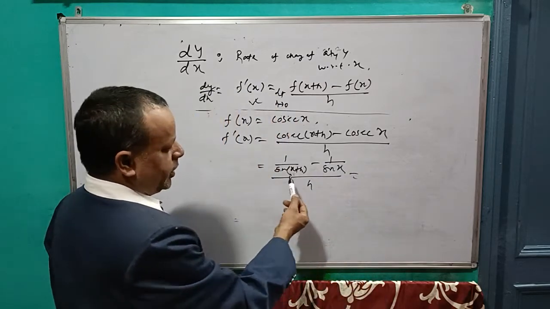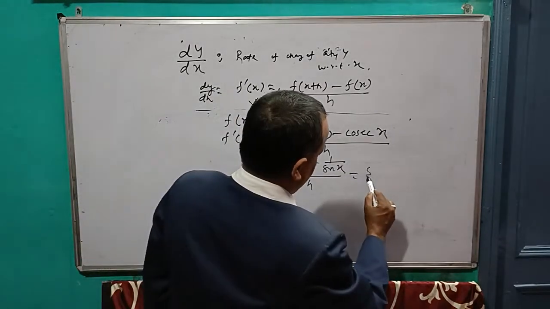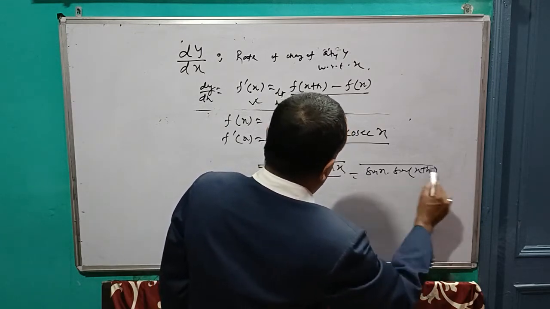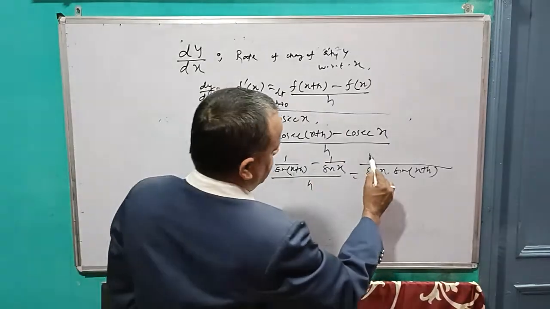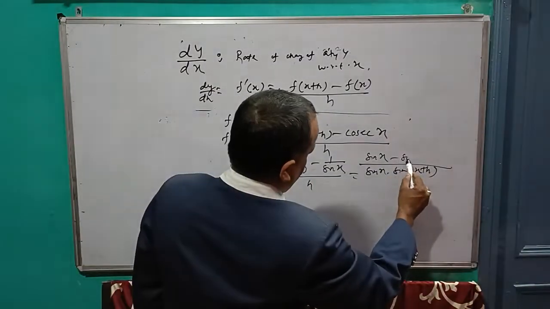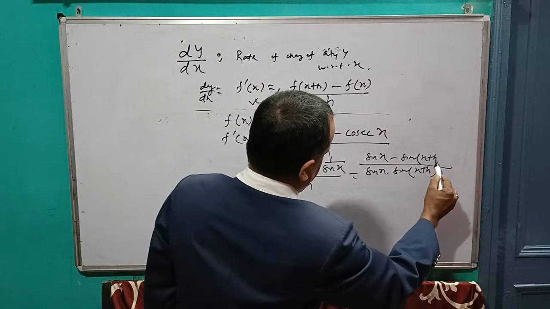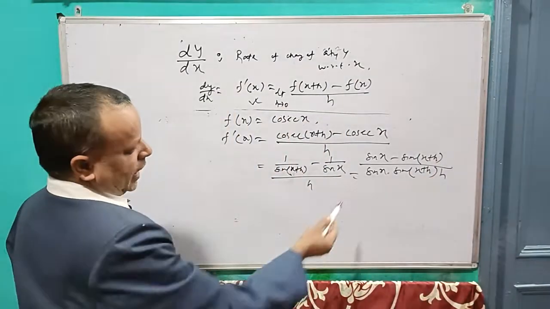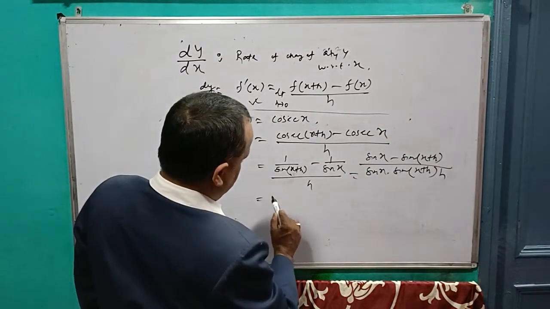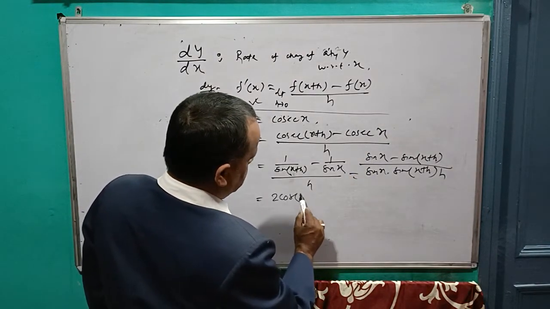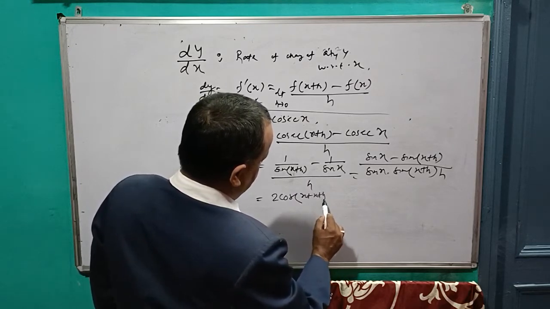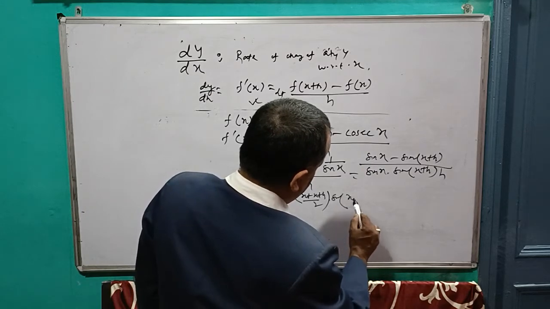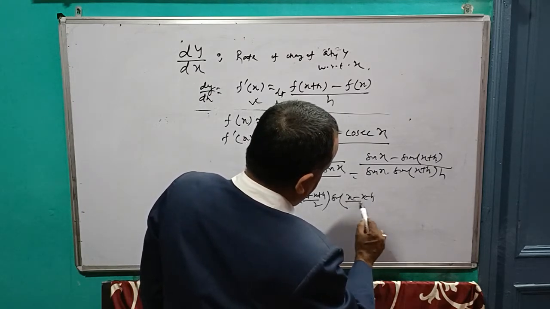See, what we'll do is take out the LCM. It is coming out to be sine x into sine(x+h). Over here we'll get sine x minus sine(x+h) in the numerator, all over h. Again, what we are getting is sine C minus sine D, which is 2 cos((C+D)/2) into sine((C-D)/2).